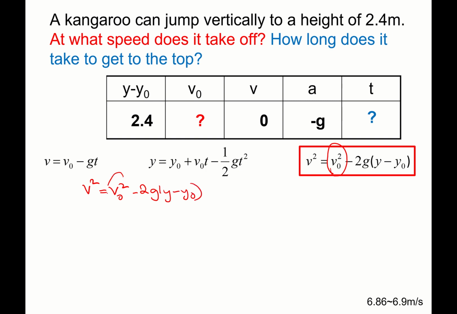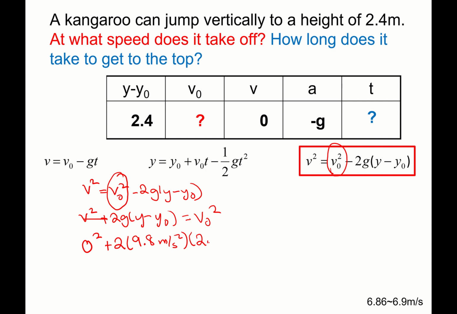Okay, so what am I trying to do now? Now I'm trying to isolate this term. So I'm going to add on: v squared plus 2g times y minus y0 is equal to v0 squared. And I can just go ahead and put in my numbers. So v is 0, so 0 squared plus 2. Wherever you see a g, you're going to put in positive 9.8 meters per second squared. And y minus y0 is 2.4 meters is equal to v0 squared.